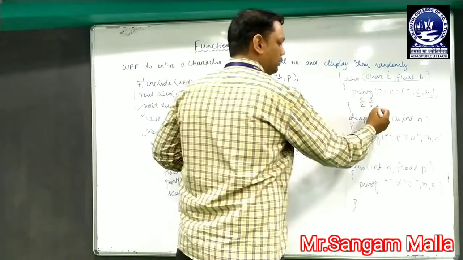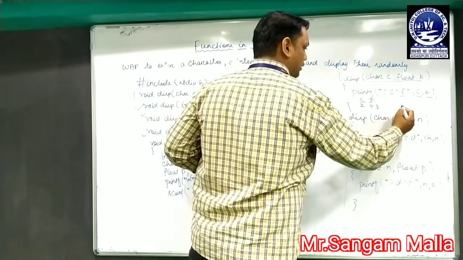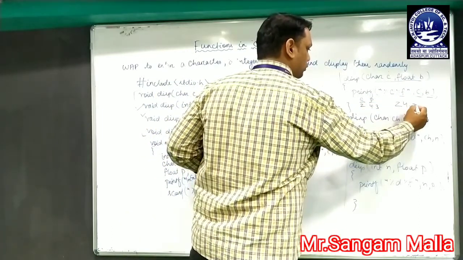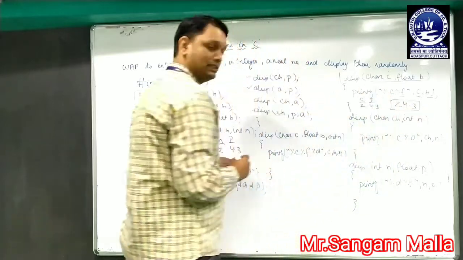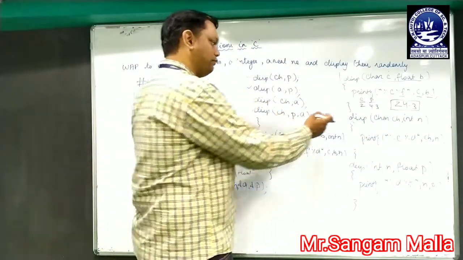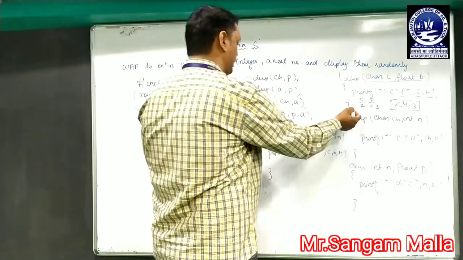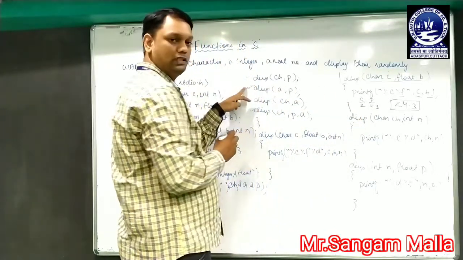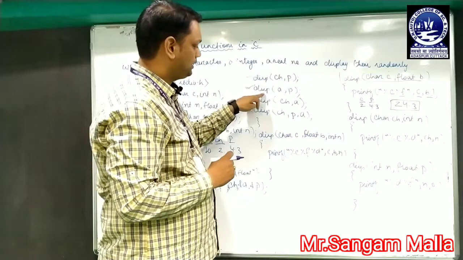Now it will print the value of c and b, that is z 4.3, which will be the first answer. Next, after printing it, when it comes to this curly bracket, it will encounter the second display function.